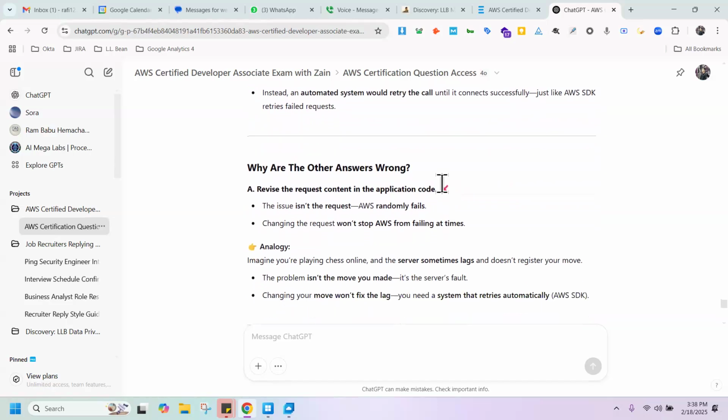So now we have the wrong options, right? First, revise the request content in application. So this is not basically our issue, right? Because our error is 5xx. A 5xx error is basically a server error, right? So in that case, if we refresh the page and revise the request content, it doesn't help us solve our error. So that's why we are going to skip this option.